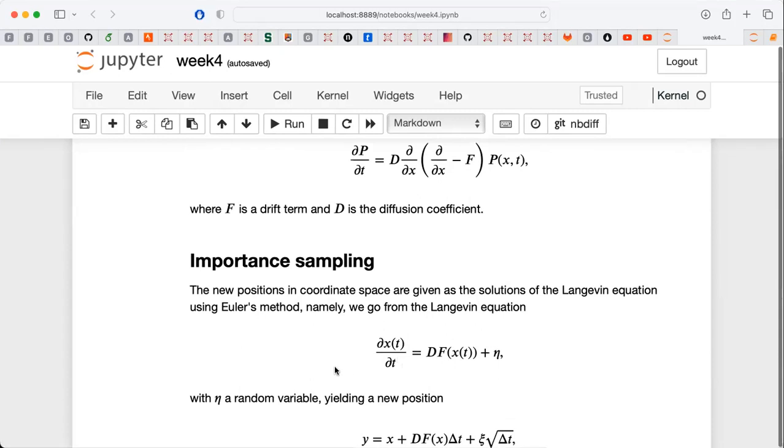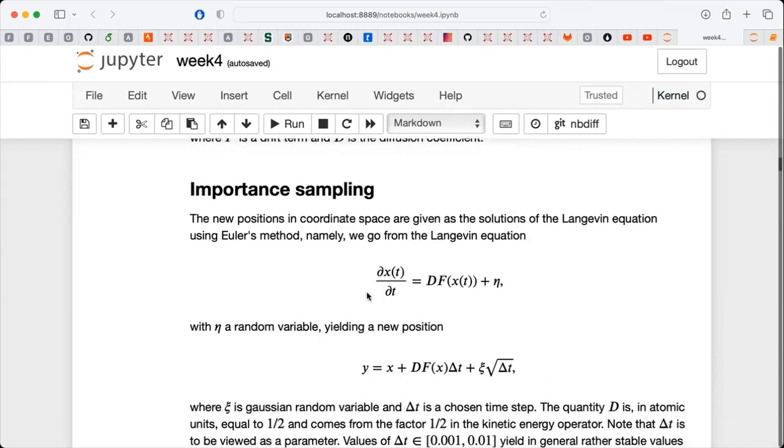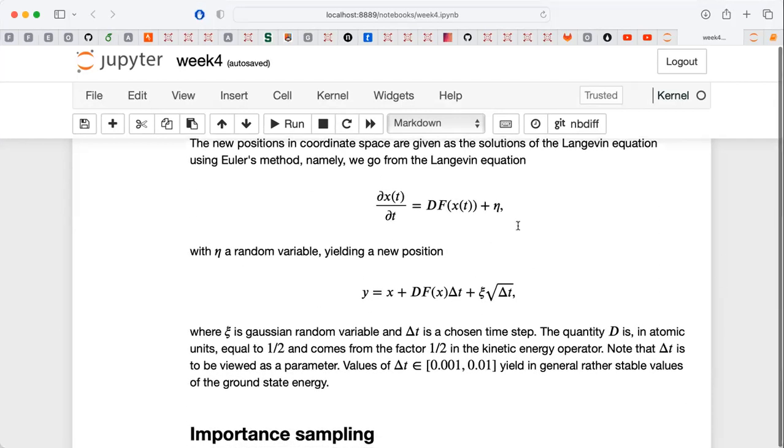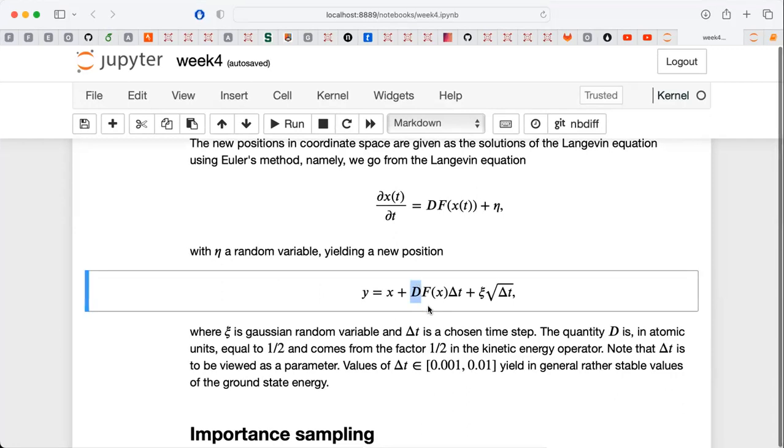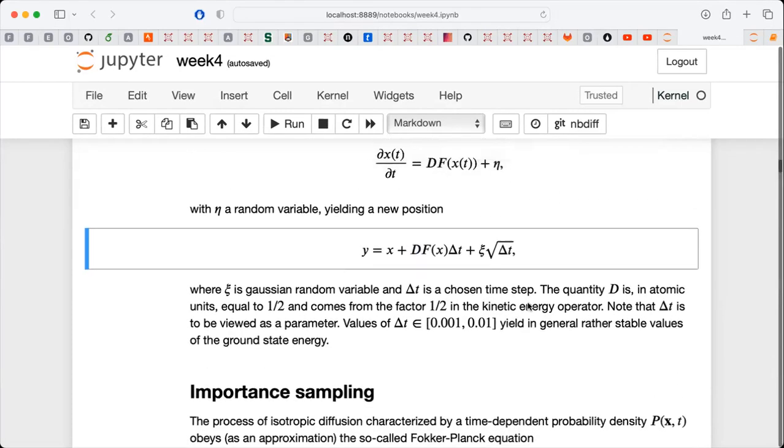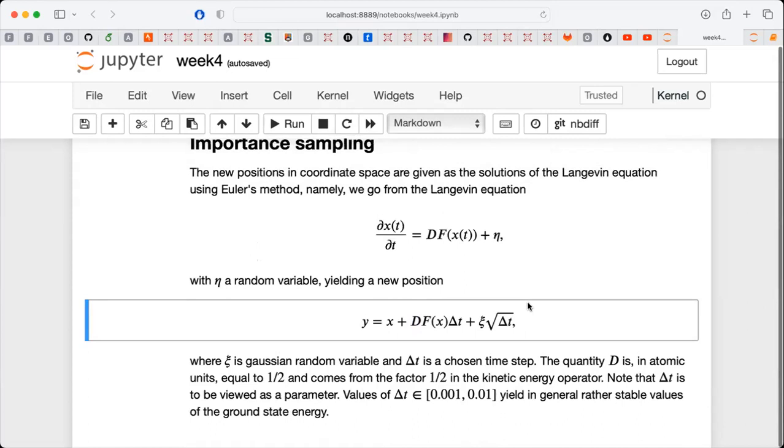Now, for this equation, if you use a standard Euler's method, a discretized Euler method for solving a first order differential equation, you can find the new position. Since this has a stochastic term, a random variable, the solution has the constant D multiplied by the force term, which is the force acting on the system, times delta t, plus this random term. This is normally called the Langevin equation, and we are going to discuss these things next week in a little more detail.